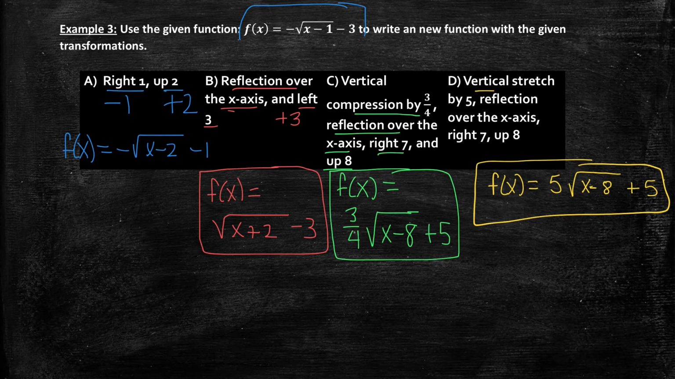For it to be a vertical stretch by 5, that's going to have a 5 here at the beginning. When it reflects over the x-axis, that's going to change this to a plus, and then make it move to the right 7. You're going to subtract 7 here, and make it move up 8 would be plus 8 here. So the end pieces should be the same as the previous problem, but you'll have f of x equals 5 times the square root of x minus 8.